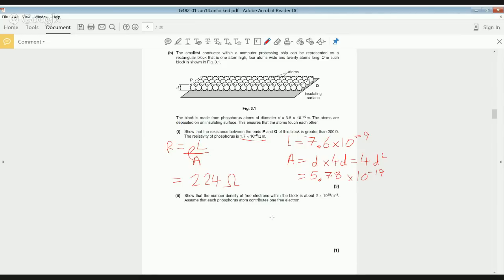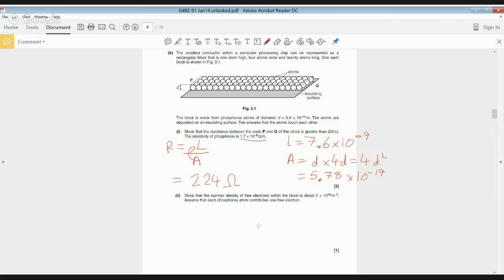Show that the number density of free electrons within the block is about 2 times 10 to the 28 per meter cubed. So that's saying that there are 2 times 10 to the 28 electrons in each cubic meter of this material. Assume that each phosphorus atom contributes 1 free electron. So the clue here is in this second part. If every phosphorus atom contributes one free electron, then actually all it's asking us to work out is how many phosphorus atoms there are within each cubic meter of the block.